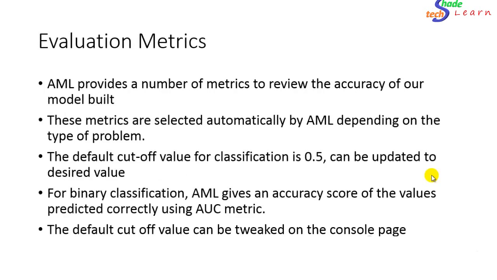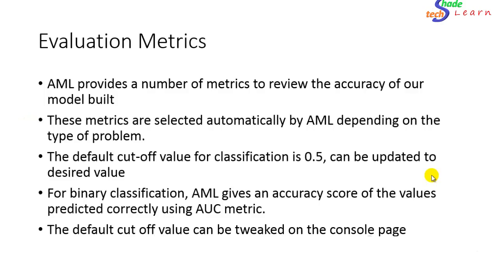After creating your model, another important task is to evaluate the accuracy of a model. A high accuracy model can then be used for predicting new data. If we don't achieve the required accuracy, we would want to go back and tweak our training parameters. AML provides quite a few metrics to evaluate accuracy. These metrics are selected automatically by AML depending on the type of the problem.